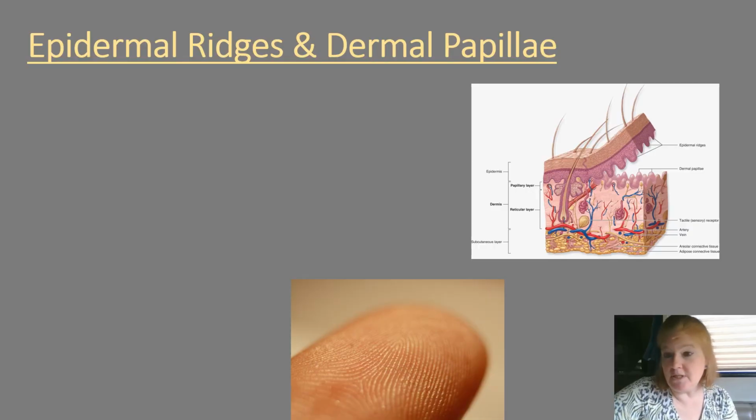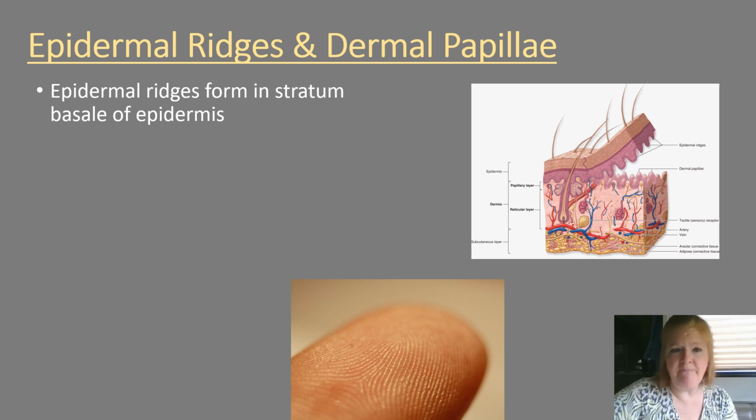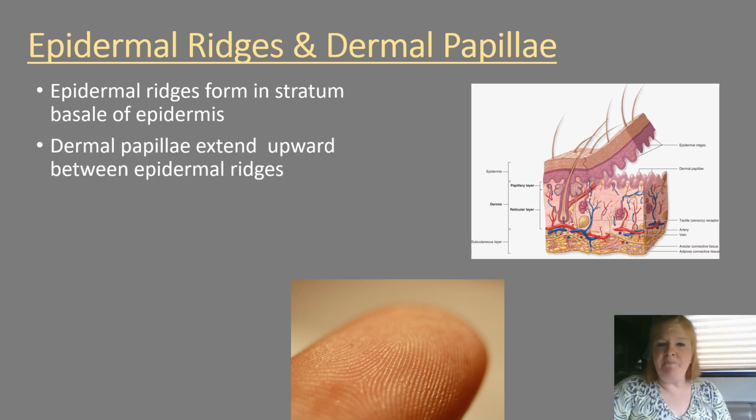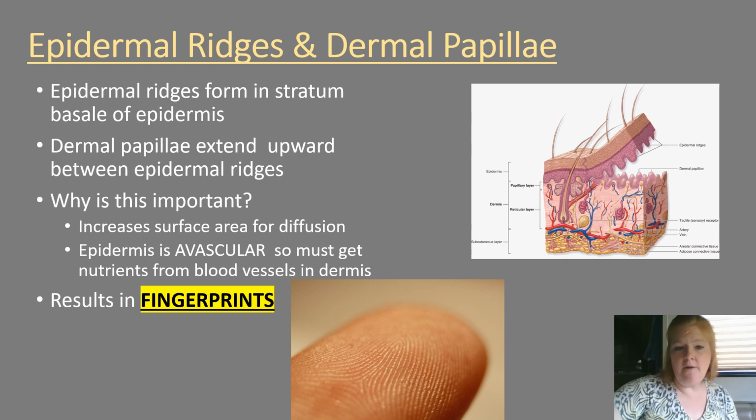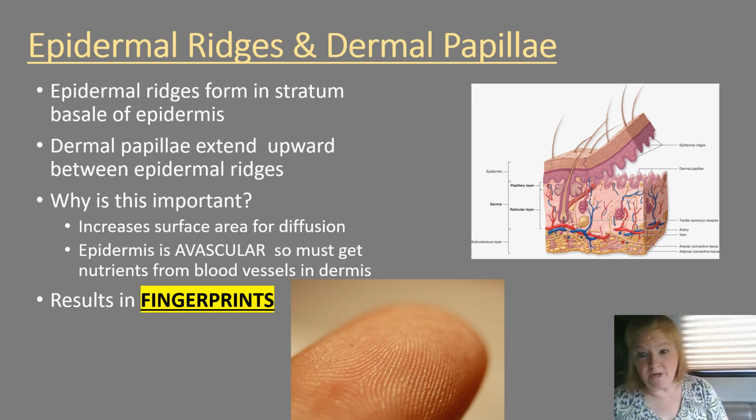Now, epidermal ridges. Let's talk about those a little bit. Talked about them briefly. Epidermal ridges are formed in the stratum basale of the epidermis, which is just a single layer of cells, single layer of stem cells. Dermal papillae extend upward from the dermis in between those ridges. So why is this important? I talked about this a little bit. It increases surface area for diffusion, because remember the epidermis is avascular, so it's got to get its nutrients from the blood vessels in the dermis. But also, this is what creates our fingerprints, which are a little bit important for grip. Like evolutionarily, we didn't get fingerprints as a form of identification. That's just also happened. It's for grip.